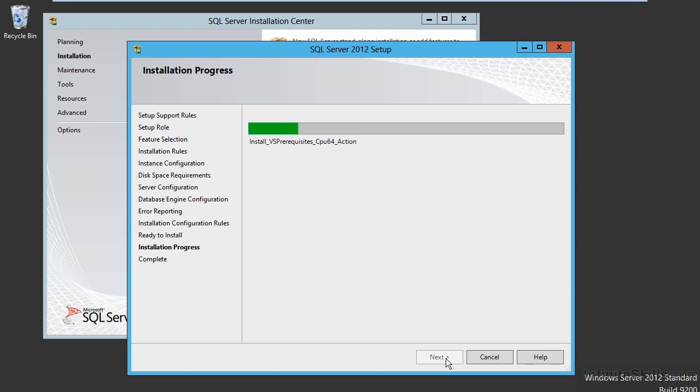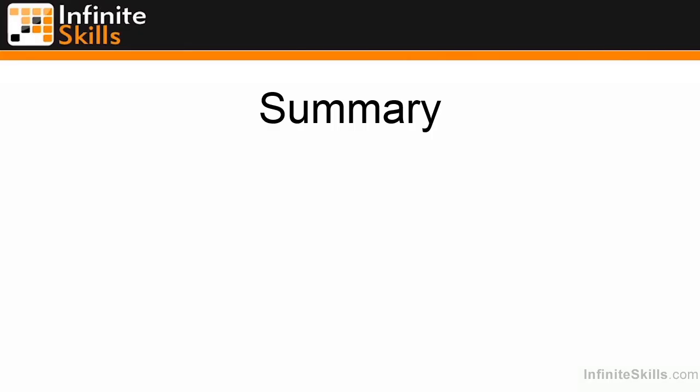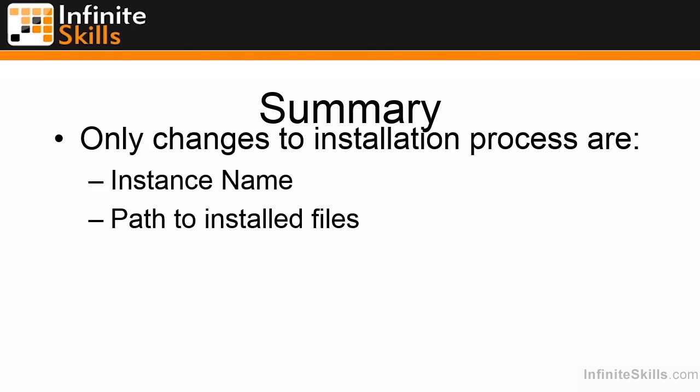Would we need to install another instance of SQL Server on this machine, we would simply wait for this installation to complete and be taken back to the SQL Server Installation Center, which you can see in the background. We'd simply click on the same link we clicked on before, which would give us the opportunity to install another instance on the machine. In summary, the only changes to the installation process are really the instance name, the instance ID, and the path to the installed files.